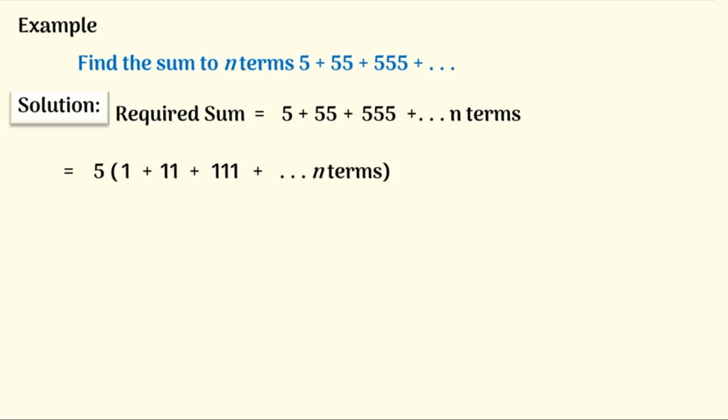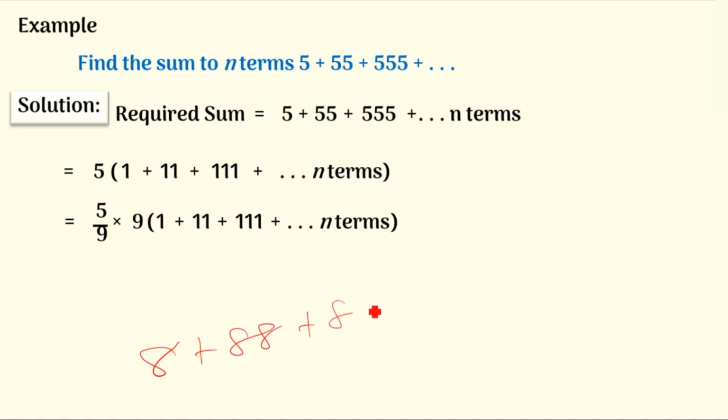Now if the sequence is not with 5, suppose it is with 8. So the sum will be like this: 8 plus 88 plus 888 and so on. So for such sums, take 8 common. So whatever the number is, we'll take that term common and multiply and divide by 9.